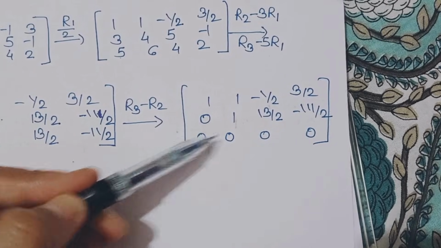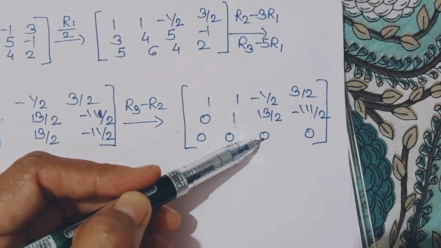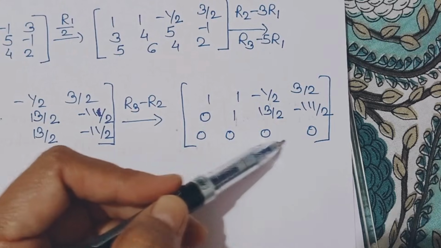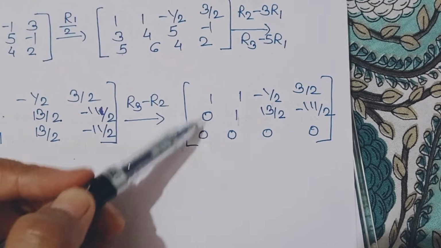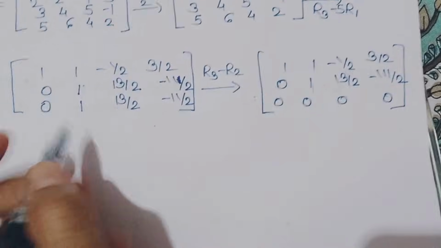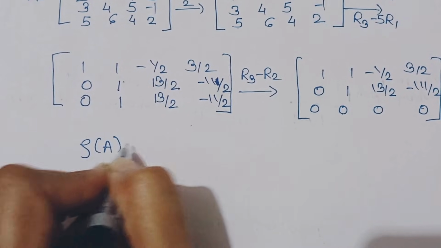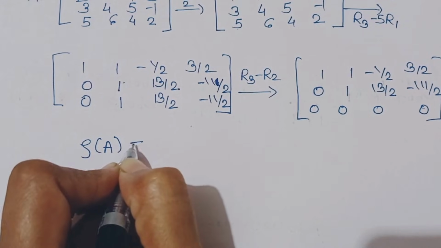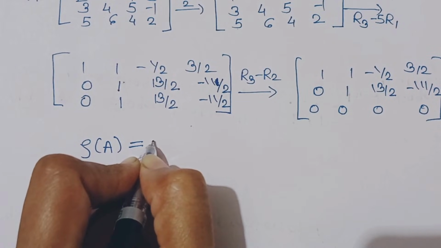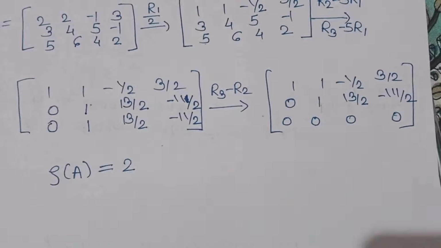1 here, 0, 0 here, 1 here, 0 here, and 0 here. So the number of non-zero rows in this row echelon form is 1 and 2. So rank of A equals 2. Rank of A is denoted by this notation, and for this matrix A, we have rank equal to 2.